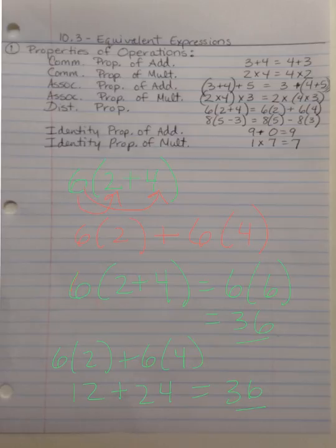Then the identity property of addition basically says adding 0 to a number won't change the value. So 9 plus 0 equals 9. Anytime you add 0, you're going to end up with the same number you started with. And then similar to that, in the identity property of multiplication, when you multiply a number by 1, it won't change the number's value. And so 1 times 7 equals 7. So go ahead and write those down in box number 1.